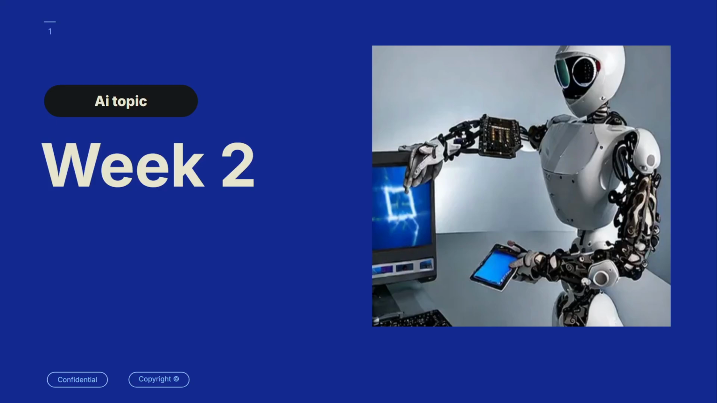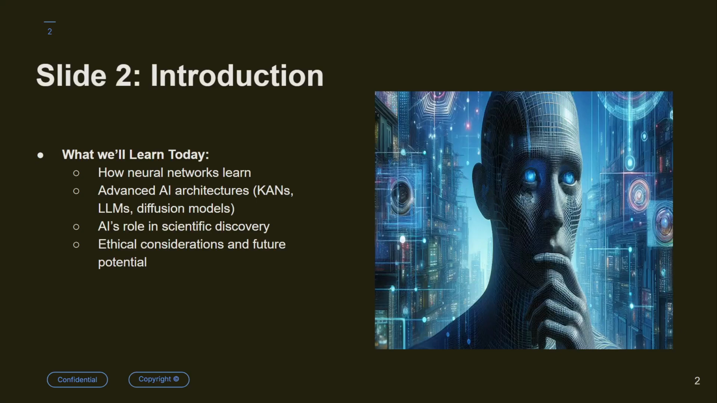This is week 2, and we'll be going over AI topics and how AI evolves. So, today we'll be learning about how neural networks learn, how advanced AI architectures such as KANs, LLMs, and diffusion models work, AI's roles in scientific discovery, and ethical considerations and future potentials.